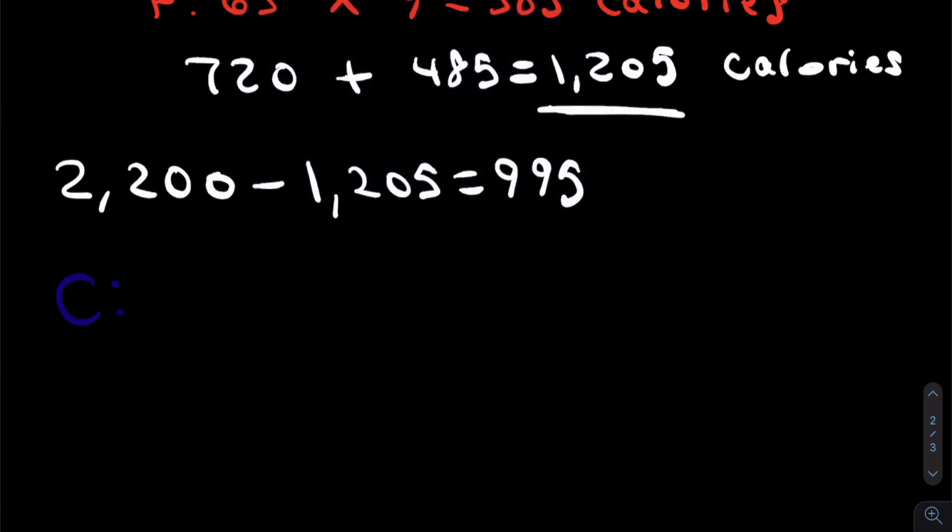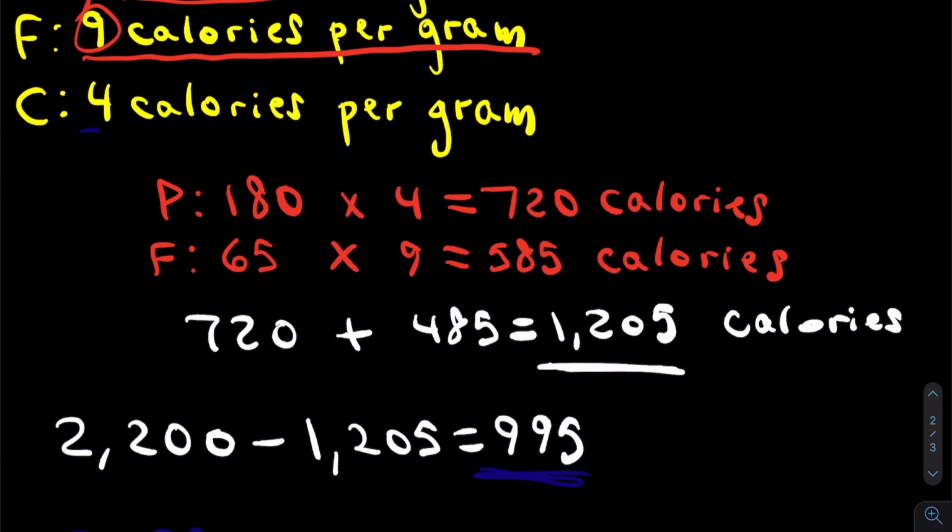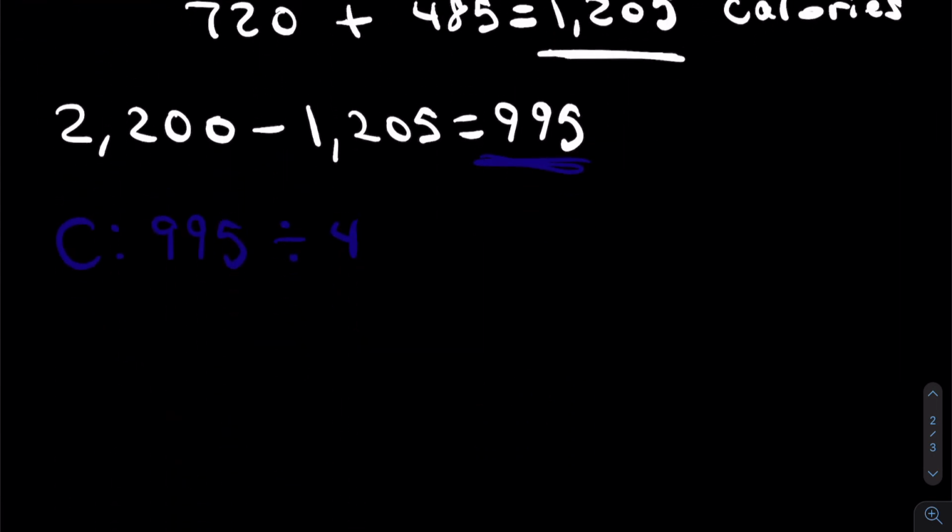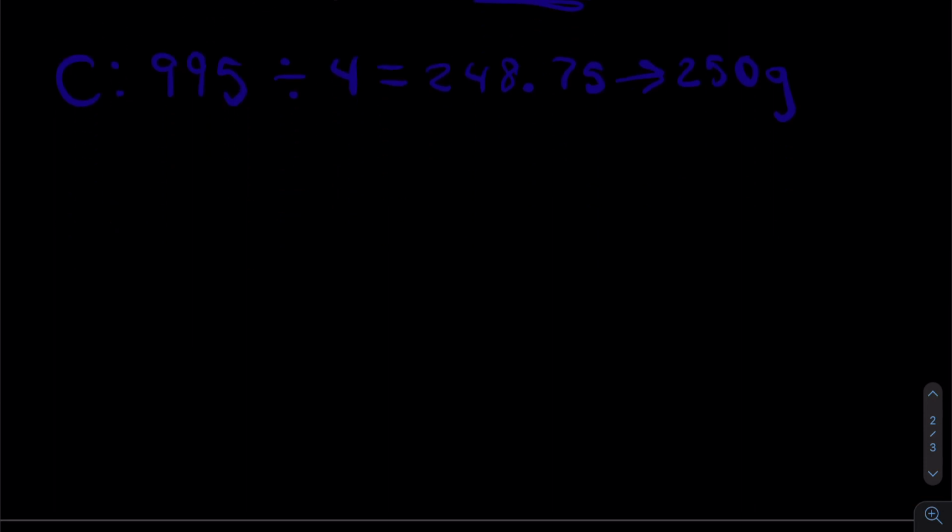The carb section is 995 that we just got right here, divided by what? By 4, because there is 4 calories per gram, like you just saw right there. So 995 divided by 4 equals to 248.75. But again, like I mentioned above, I'm not really a fan of numbers like this, so we're gonna round this up to 250 grams of carbs right there.